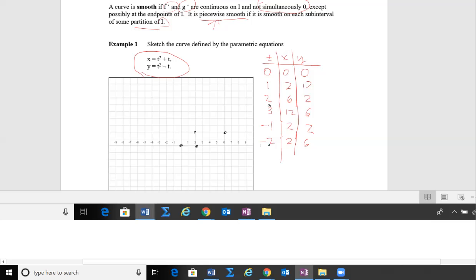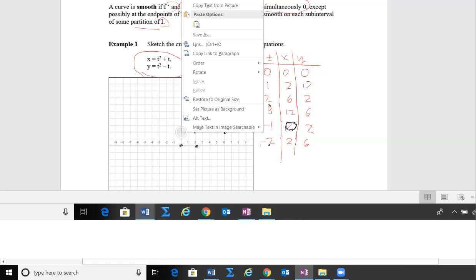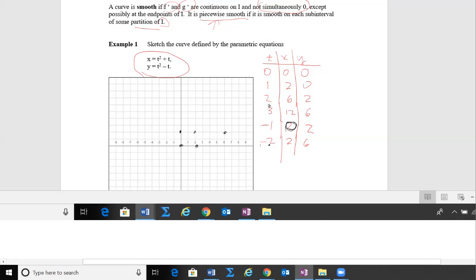A -1 makes 1 minus 1. Ah, that's the problem. This would be a 0. Okay, sorry about that. So that point becomes 0, 2. That's actually over here. Okay, so that's my mistake. Let me get rid of that point there. That's not there.